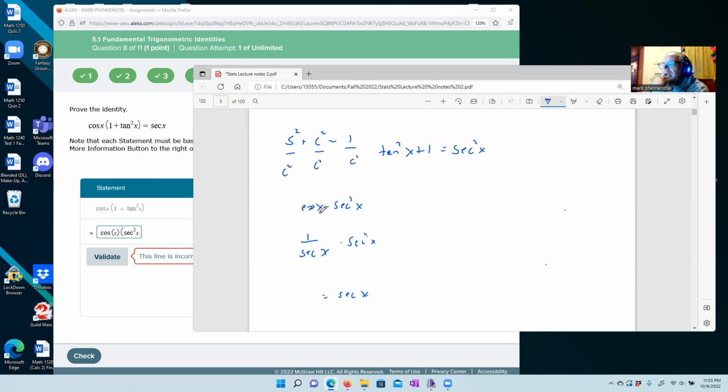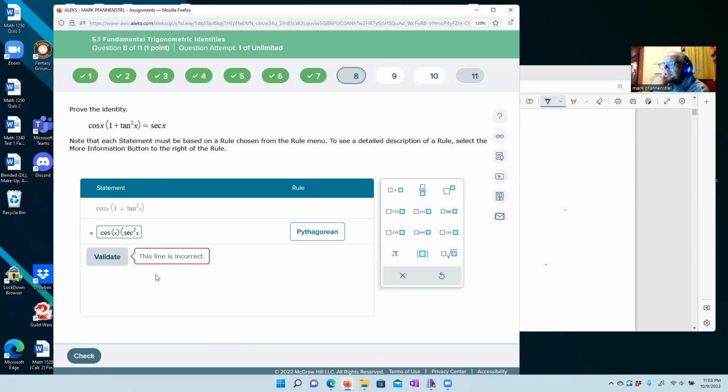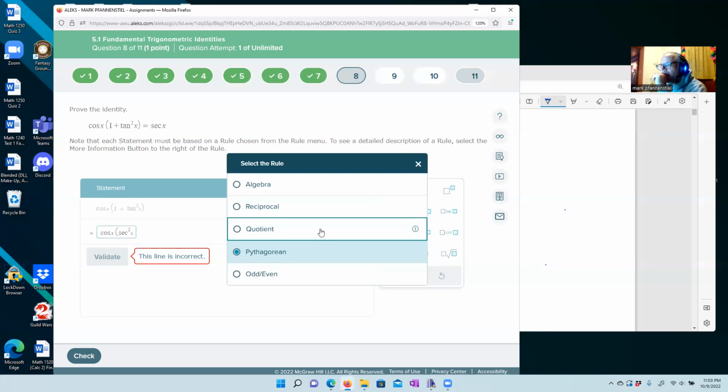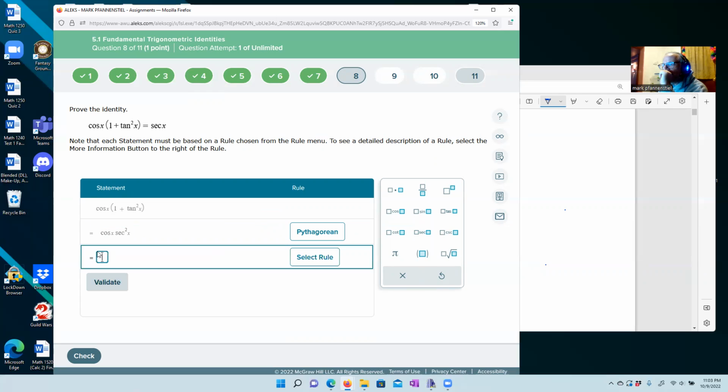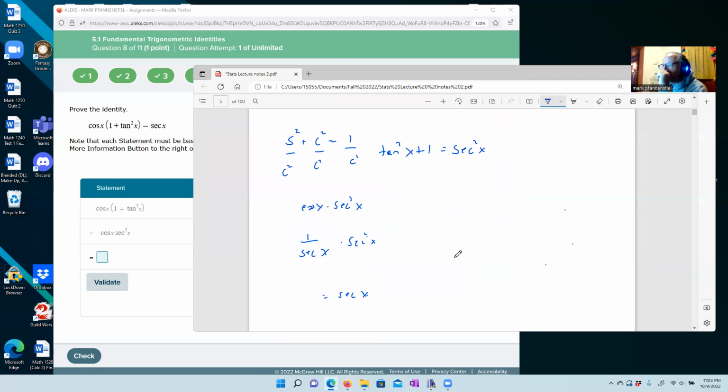I've got cosine times secant squared. 1 plus tangent squared is in fact secant squared. We're not going to change anything with that. We're going to pick Pythagorean. For some reason, it just didn't like it. I'm not really sure why it didn't like it. Oh, okay, now it went. So I messed with the parentheses for a little bit until it decided to accept it.